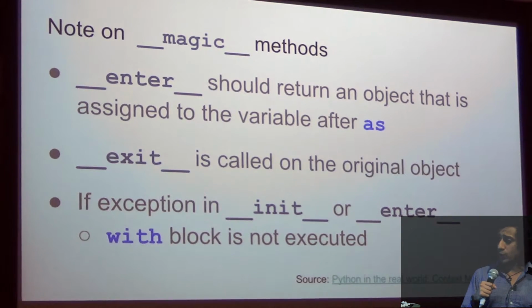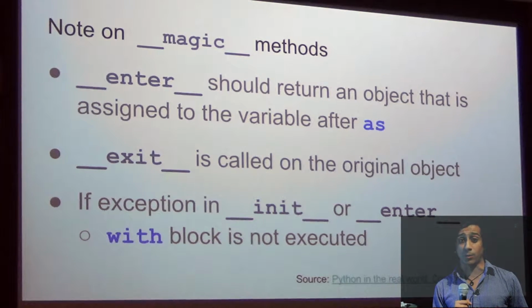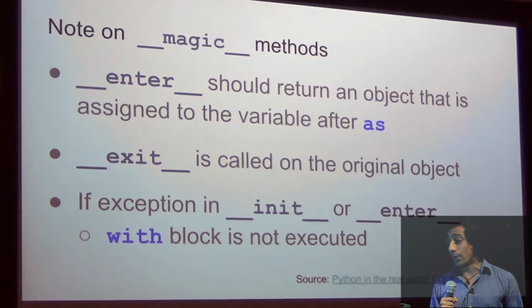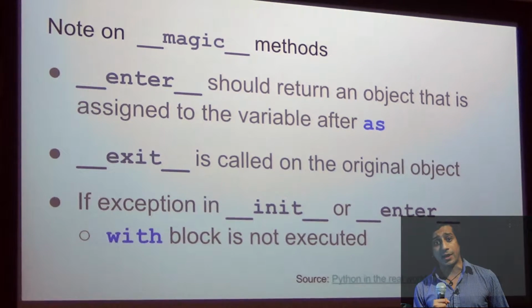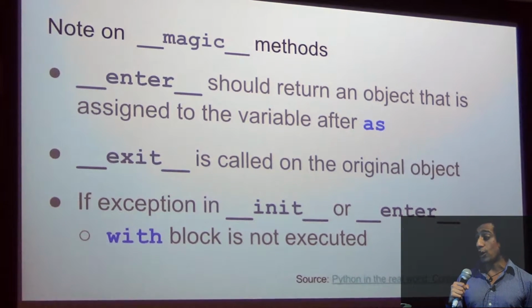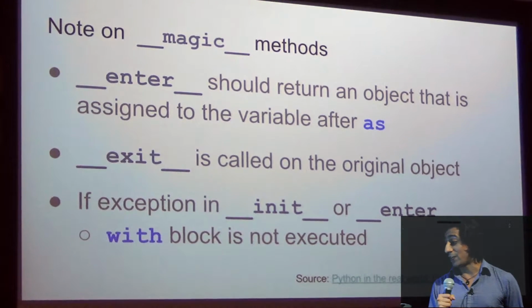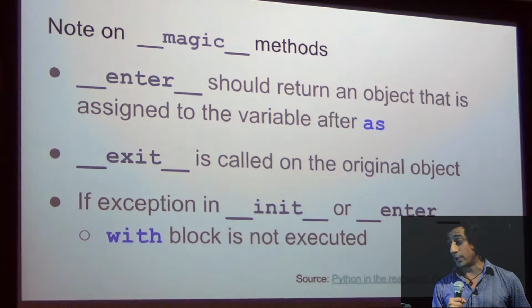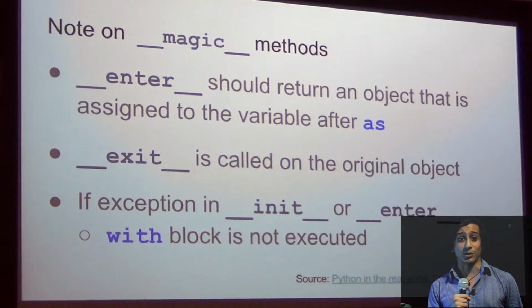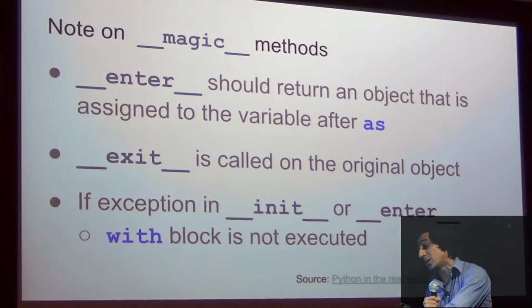Just a little note on some of these dunder methods. The dunder enter method should return an object, and the object it returns is assigned to the variable after the as keyword. By default, we don't have to return anything, and it's optional, but a common pattern is to return self, and then add more functionality to that context manager class. The dunder exit method is called on the original object, not on the object returned by the dunder enter. And if an exception occurs when we're in either the dunder init or the dunder enter method, the with block is not executed. So this also means that whatever's in our dunder exit block is also not going to be executed. So what if we have an exception? We'll come back to that a little later.